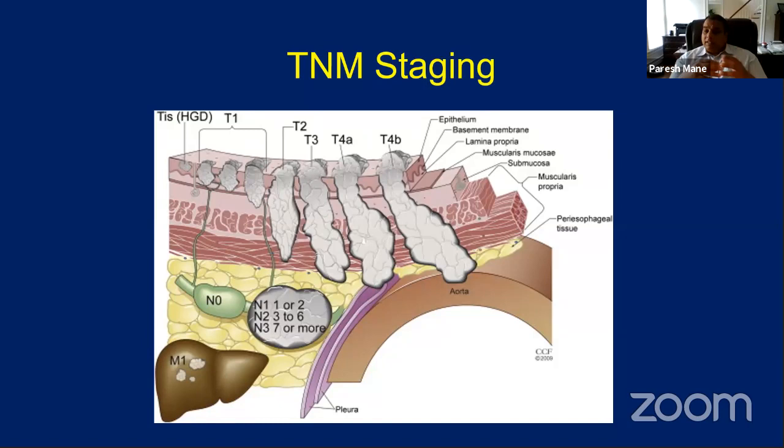But the concept is, if the tumor has gone past the lamina propria, there is no way to tell if the lymphatic is involved or not. And that patient should get an esophagectomy.